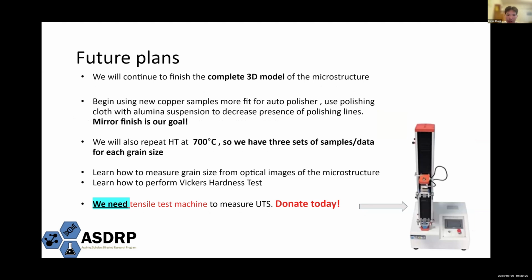Next slide. So here are our future plans. We'll continue to finish the 3D model you saw earlier. We will begin using new copper samples more fit for the auto polisher and begin using a polishing cloth with alumina suspension to decrease presence of polishing lines, and we hope to achieve a mirror finish. We'll also repeat the heat treatment at 700 degrees Celsius. So we have 3 sets of samples or data to choose from for each grain size. We're going to learn how to measure grain size from optical images of the microstructure. We're going to learn how to perform Vickers hardness tests. And what we really need right now is a tensile machine to test and measure UTS.